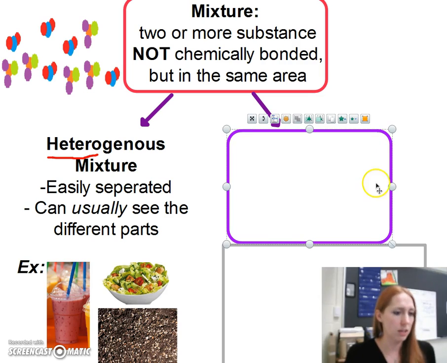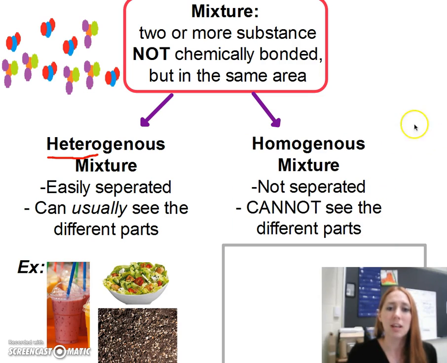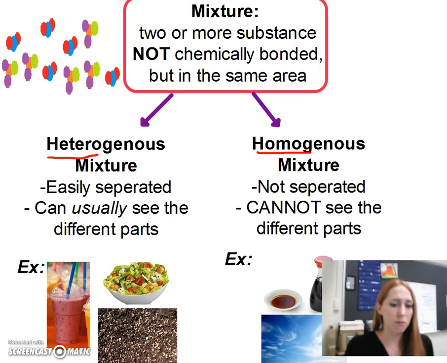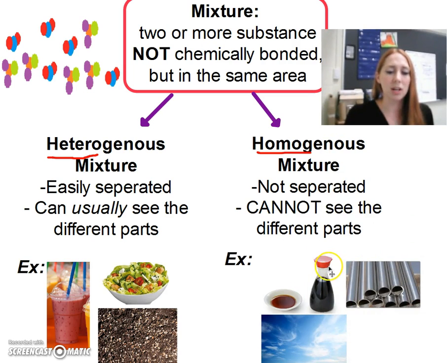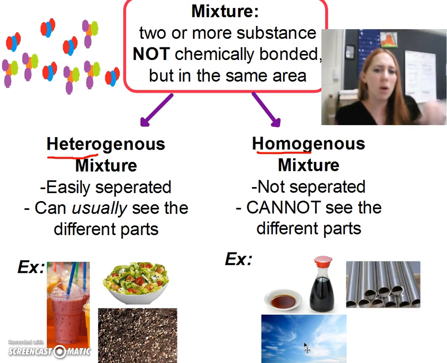You've also got homogeneous mixtures. Back to 7th grade, homozygous, same alleles. Here, these are things that are not easily separated and you can't see the different parts. For example, we've got soy sauce, steel, which is a metal alloy, a mixture of different types of metals, and air. Air is mostly nitrogen with a little bit of oxygen. That's a mixture. You can't just pick out the oxygen molecules from the air or pick out the nitrogen molecules. It's all mixed together and looks like one single thing.